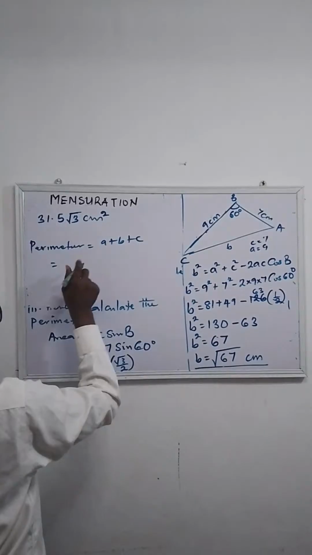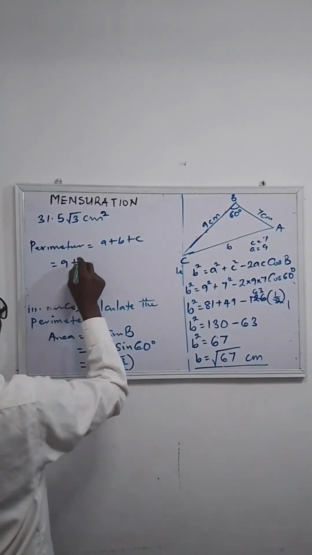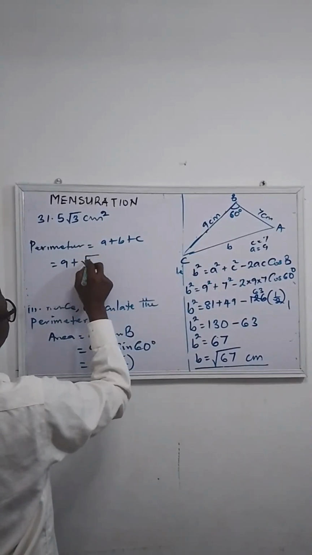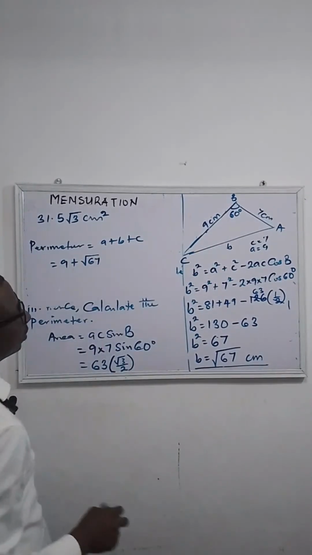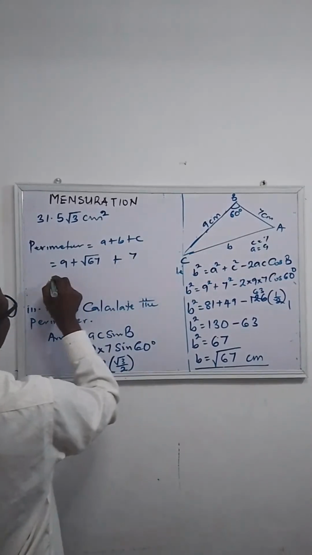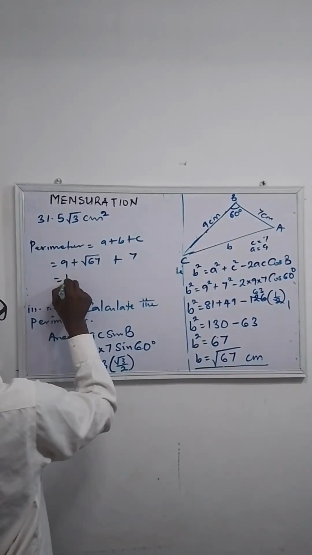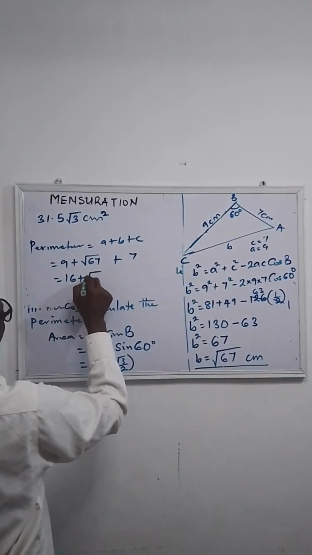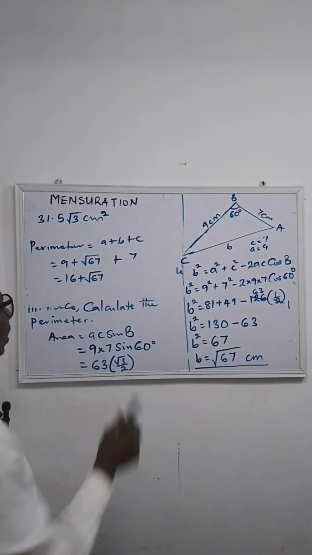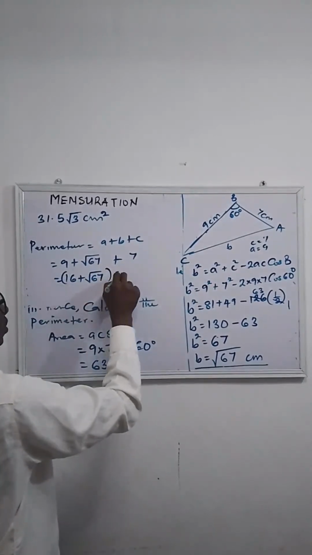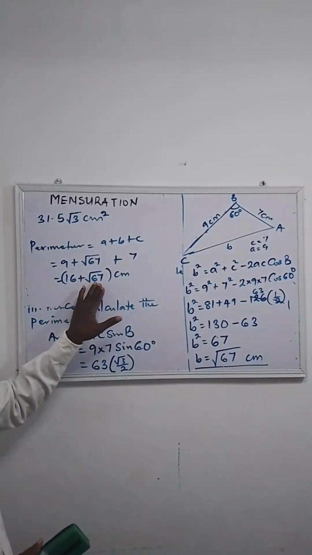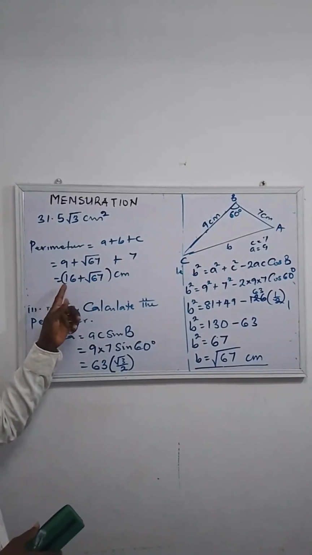So we have A is what? In this case we have 9, plus B is what? We have gotten B. That's square root of 67. And the plus, what is C? That's 7. So that gives us what? 16 plus square root of 67. Alright? So that is going to be in centimeter. So you can tidy it up if you like. So you find the square root of this, so you have the decimal number. So you add that to 16.